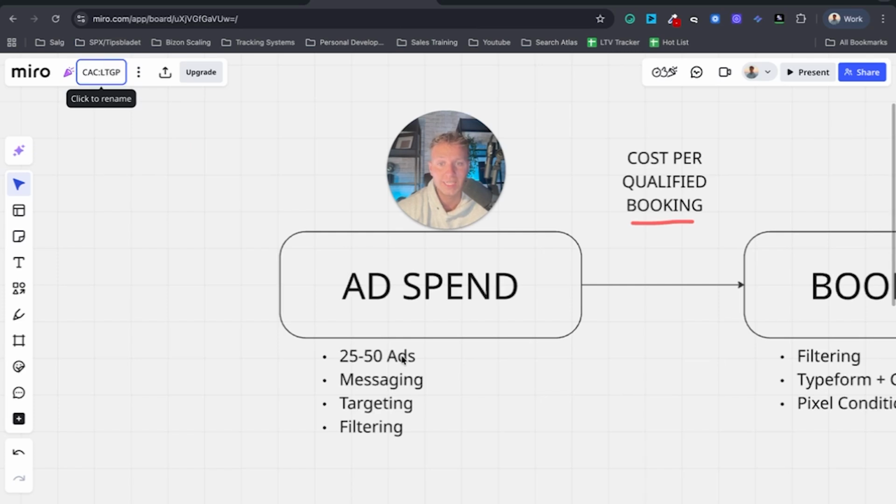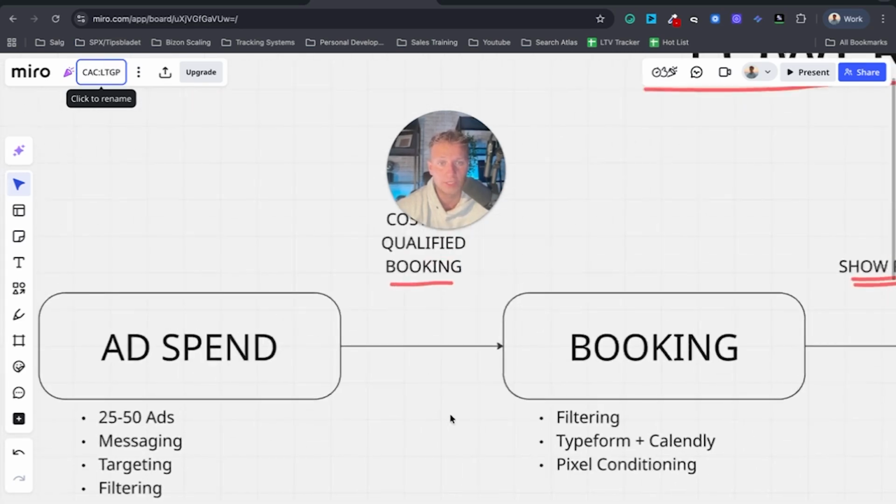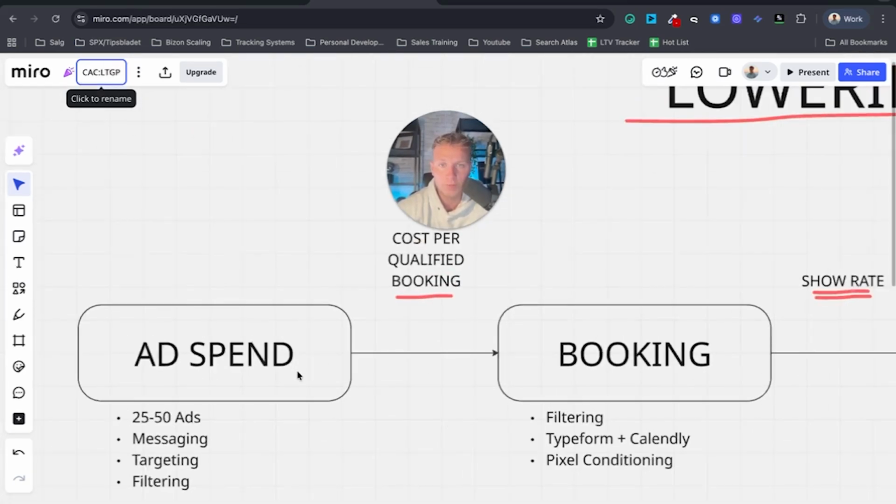The next thing is then the booking. So when you're spending on ads, you obviously send them to a landing page where they can book an appointment. So the metric we're looking at here is cost per qualified appointment. At the end of the day, I don't really care about the cost per website schedule. I care about cost per qualified booking, because that's people that I'm actually able to close.